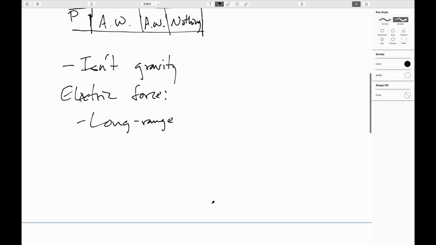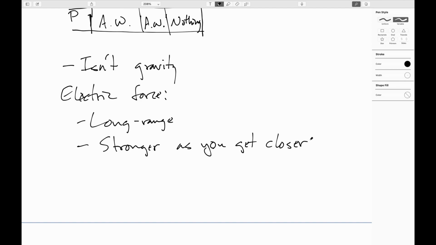We also can tell that the force gets stronger as you get closer. Now, some other things to think about is apparently what's dictating the strength of this force is not the mass of the tape. It's what we call the electric charge.